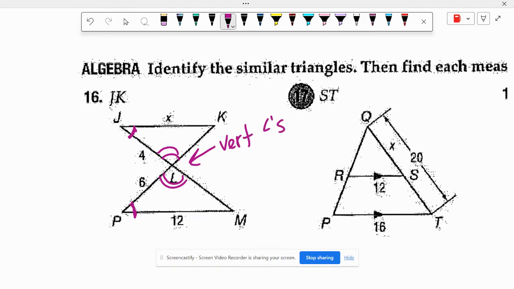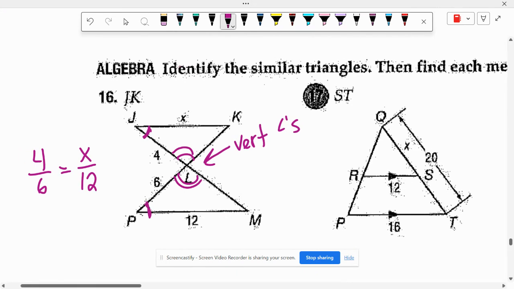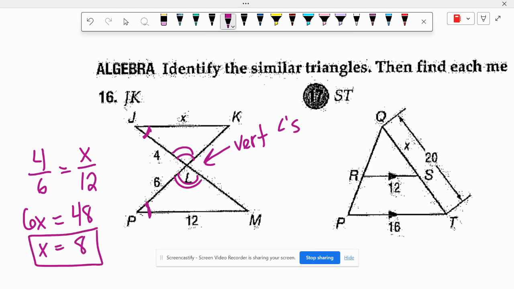Okay. So let's see. That means that 4 is to 6 as x is to 12. That's how I'm going to find that missing side. 4 over 6 has to equal x over 12. So cross multiply, 6x equals 48, which means x equals 8.